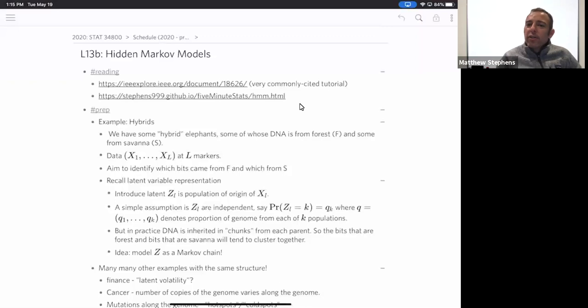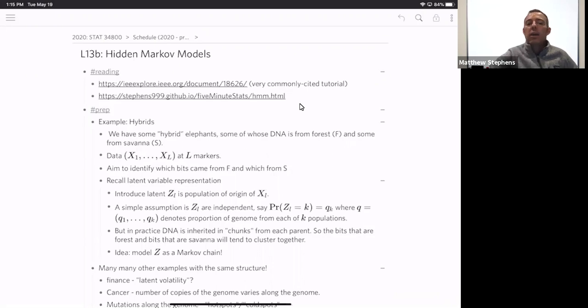So in this lecture, we're going to introduce the idea of hidden Markov models. This is a new topic, moving away from multiple testing now. You can think of hidden Markov models as combining ideas from mixture models and Markov chains. One way of thinking about it is as a mixture model where the latent variables that indicate which component you came from form a Markov chain.